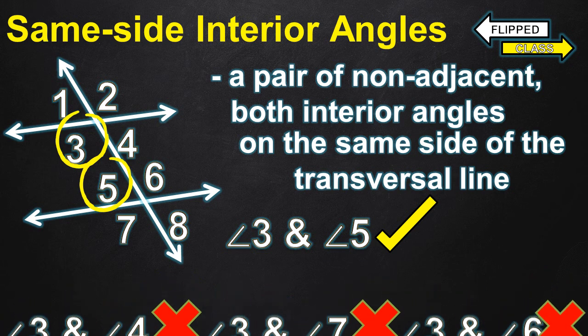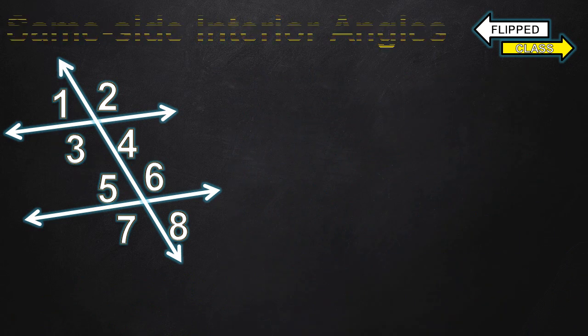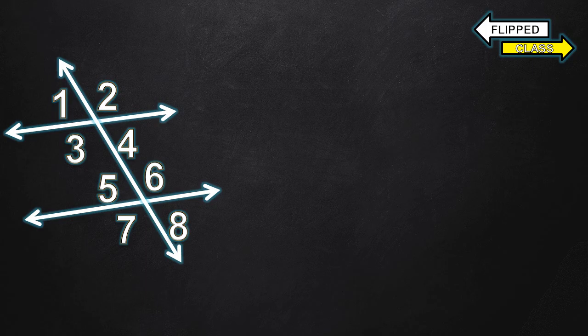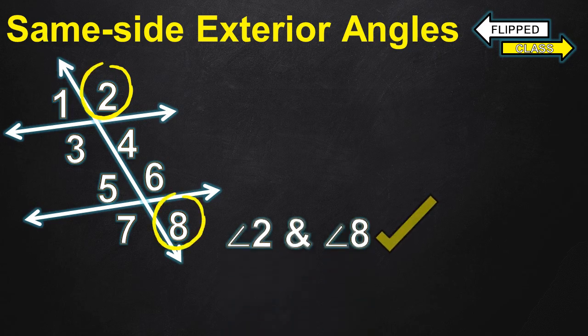Aside from angles 3 and 5, we also have one more: angle 4 and angle 6. Let's proceed to the last pair of angles here. We name them as same side exterior angles. In this figure, we can say that angles 2 and 8 are considered as same side exterior angles.